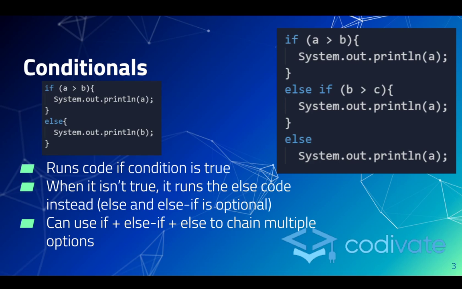Next thing is conditionals. Conditionals are pretty self-explanatory. You just have if and then some Boolean expression. So this is going to end up being either true or false, depending on what A and B are. And if that ends up returning true, it's going to do whatever's in between the brackets of the if statement. Otherwise, it's going to keep going, and since there's an else statement, it'll do this instead.